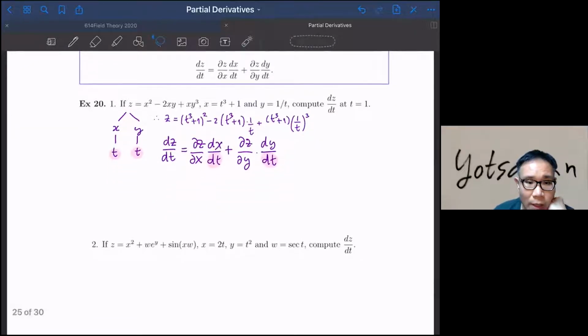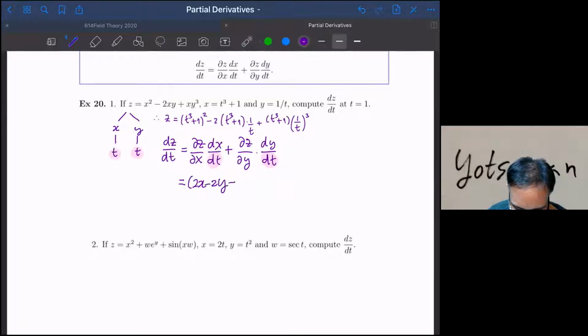Okay, so I'm going to find dz/dx first. You just differentiate with respect to x. So this one will be 2x, right? So it's 2x minus 2y plus y cubed. And for dx/dt, this one is going to be 3t squared. I'm going to highlight the pink one.